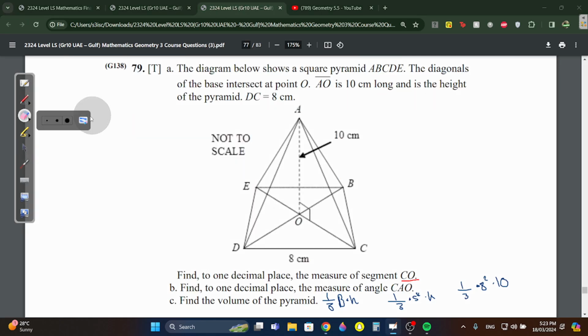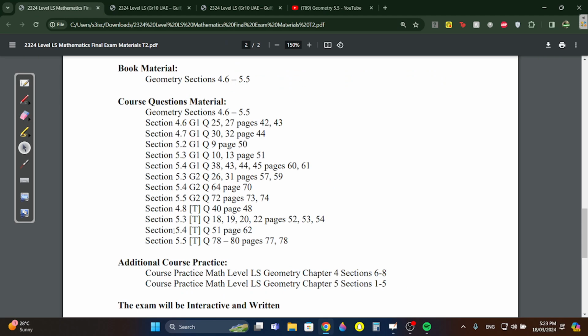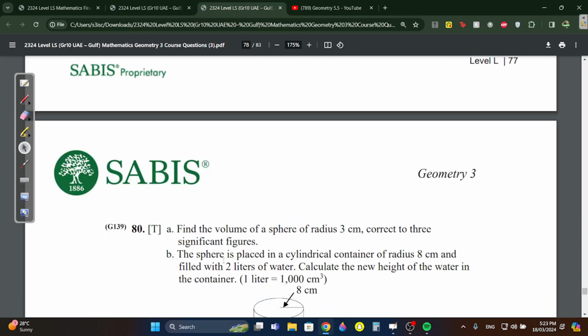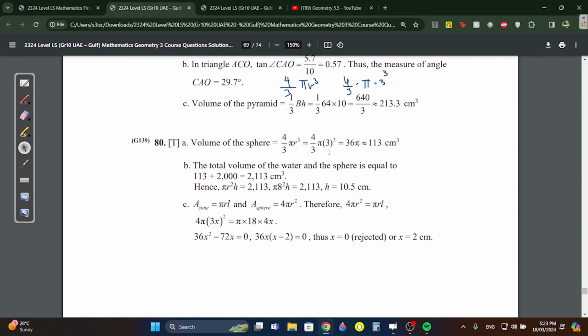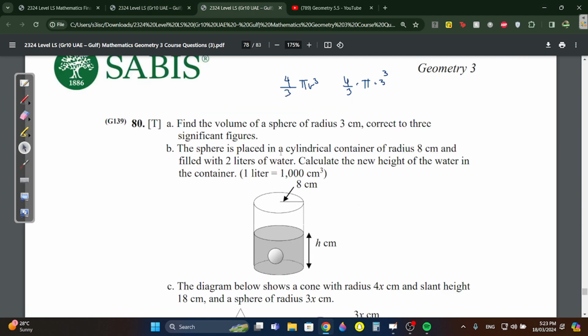That's 79 done. Now, question 80. This is the last one. Find the volume of a sphere of radius 3. The volume of a sphere is 4 over 3 pi r cubed, so 4 over 3 times pi times 3 cubed. You get 36 pi, which is approximately 113 cubic centimeters, because they said 3 significant figures.